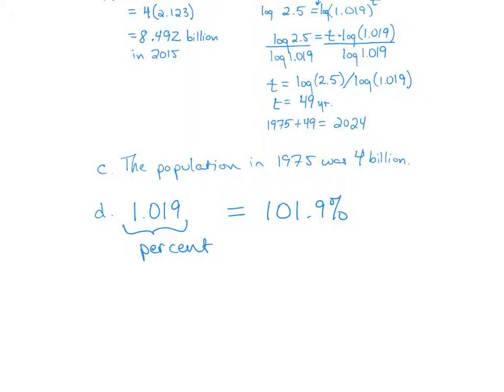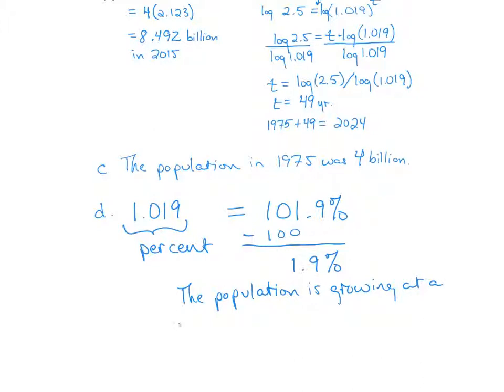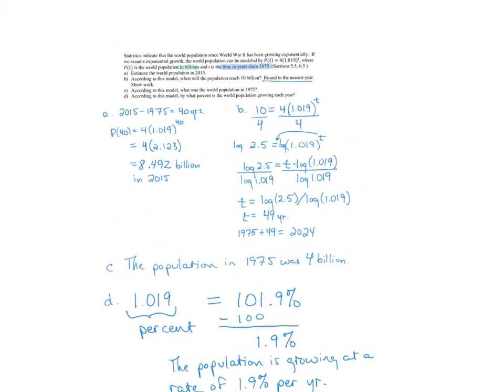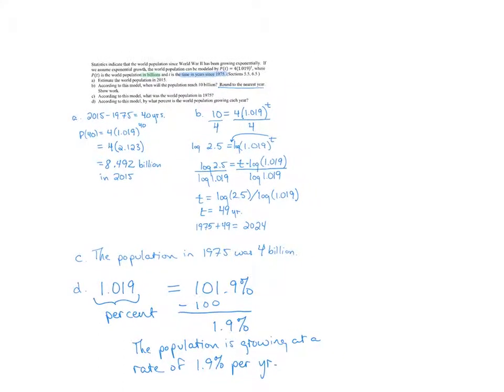So what we want to do in order to figure out the percentage of growth is subtract off 100 to get 1.9. The population is growing at a rate of 1.9% per year. That is how much extra is being added on each year. Okay, so that takes care of this problem.